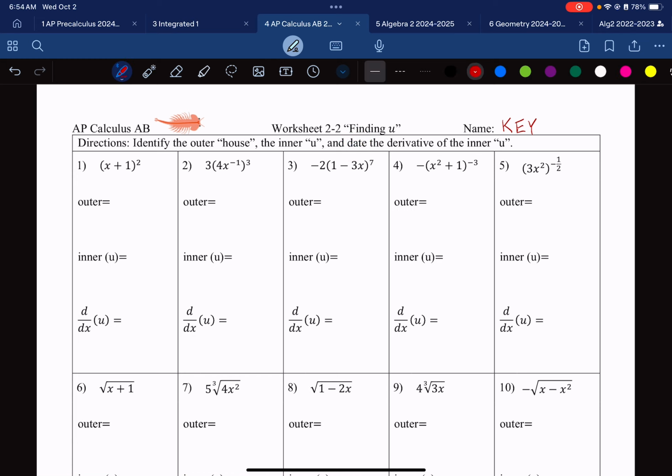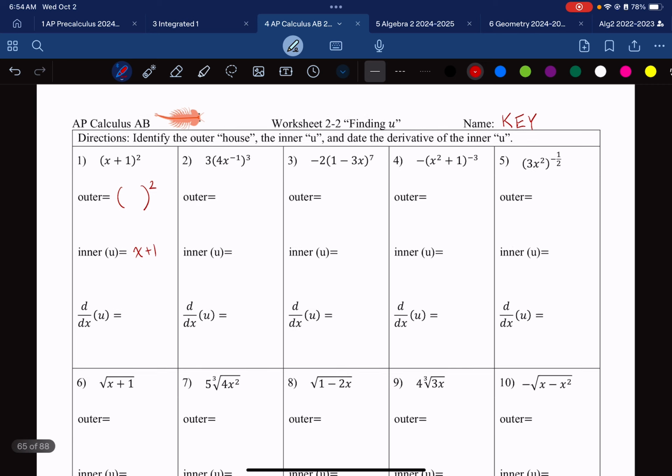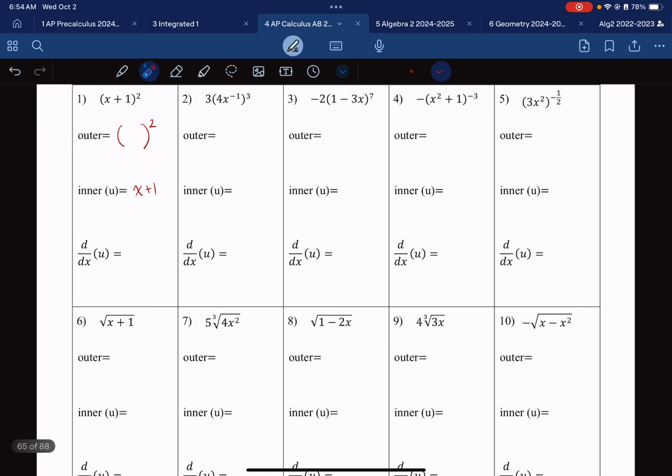And number one, the outer. So again, you're doing everything but the inside. The inside is x plus 1, so the outer is that parentheses squared. It is a powerhouse. The inner is going to be the x plus 1. And the derivative of the inner, the dinner, is going to be, well, the derivative of x is just 1. Why? Because it's technically a 1x here, and whenever you have the derivative of a linear function, you just take the coefficient. So there's our coefficient.